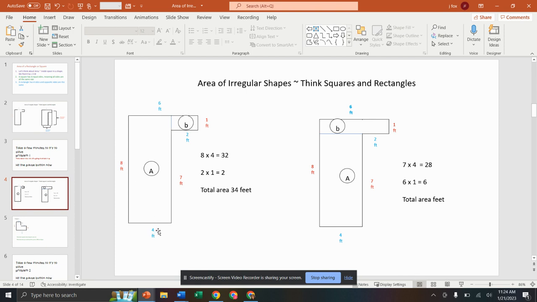So I would do 8 times 4, which is 32 feet. And then my B is this shape right here, 2 feet by 1 foot. So 2 times 1 is 2. The 32 plus the 2 would be a total of 34 feet. Now, you might have broken it up a different way. You might have broken it up this way.